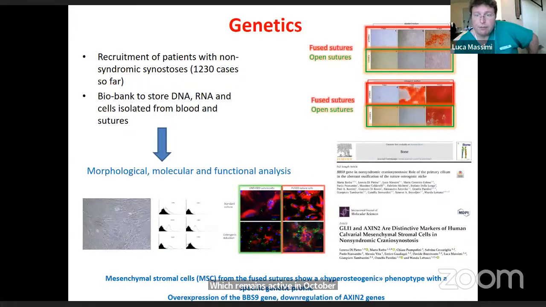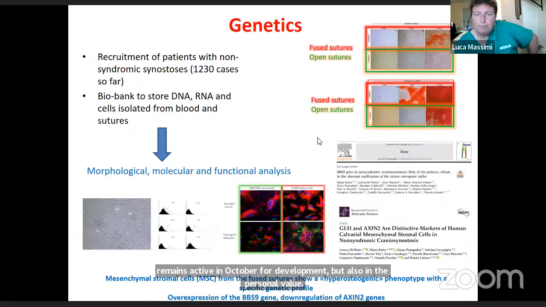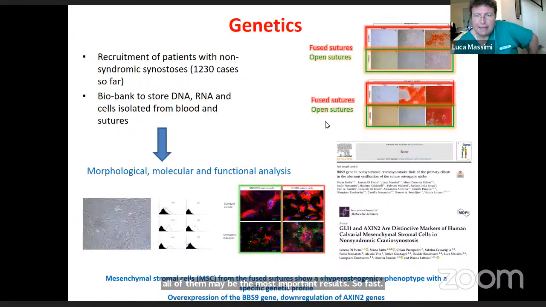Another, maybe the most important result so far we obtained, is to differentiate the fusible suture between the open sutures. And actually, we found that the mesenchymal stromal cells from the fusible sutures maintain an hyperosteogenic phenotype during the activity during the development of the baby.